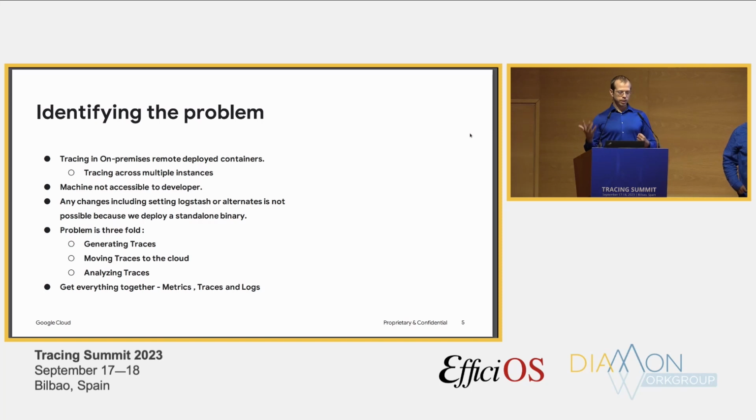And we need to both generate the traces, move them somewhere we can analyze them, and provide an analysis workflow that our developers can use without having to spend a ton of time learning a whole new operational system. So how do we bring that all together?